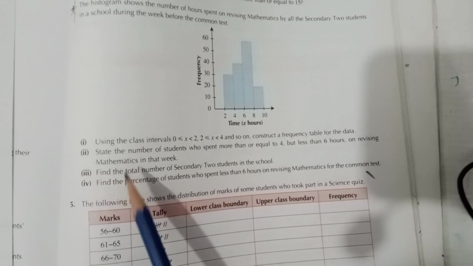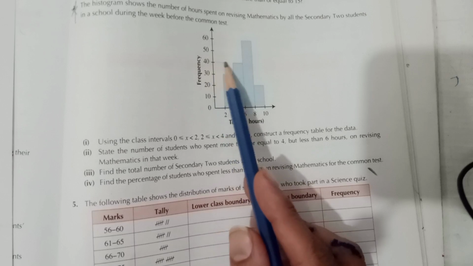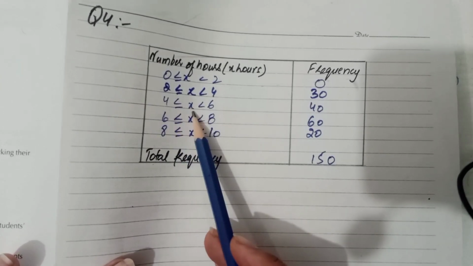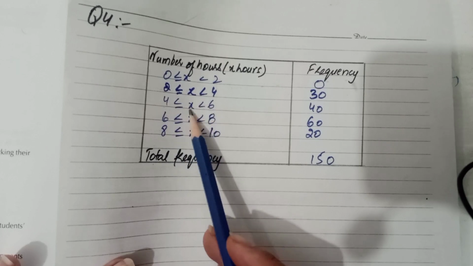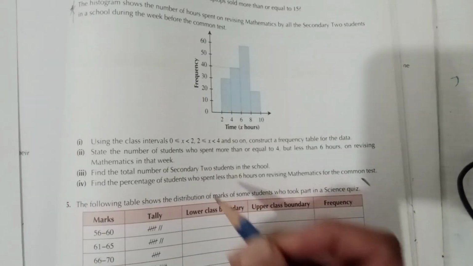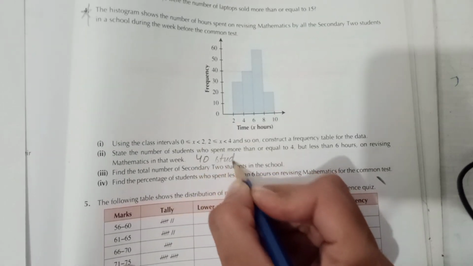Now students, part number 2: state the number of students who spend more than or equal to 4 but less than 6 hours on revising mathematics in that week. In this graph, this is 40. You can also observe from this, more than or equal to 4 and less than 6, the frequency is 40. That means the answer is 40 students.